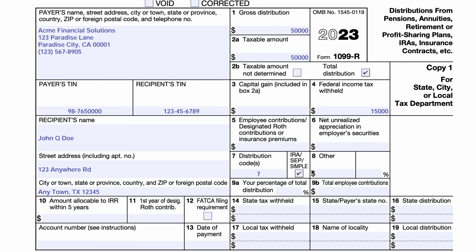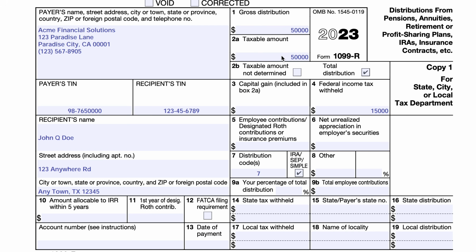So on the right-hand side, let's get down to business. In box 1 is the gross distribution amount. In this case, let's call this an IRA distribution of $50,000. This is a fully taxable amount in line 2A. If it wasn't taxable, any amount that's not taxable would not be listed in line 2A.